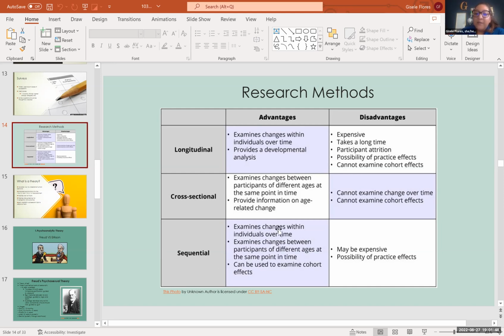Sequential methods examine changes within individuals over time. What's really kind of nice about this, but it presents the same difficulties as the longitudinal study, is that it's really, really hard to keep track of all of those different cohorts across a long period of time. And it's also really expensive to do that. So if you have a group A, group B, group C, 2-year-olds, 4-year-olds, 6-year-olds, and then you're looking at all those groups for 5 years, you have to keep track of all those families for all those 5 years, which is really challenging. So those are just a few different types of research methods.